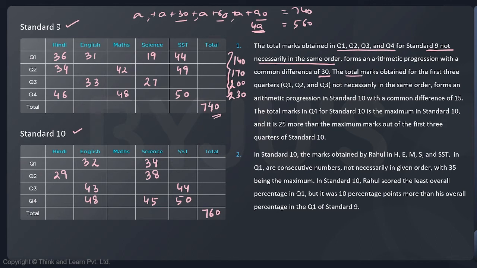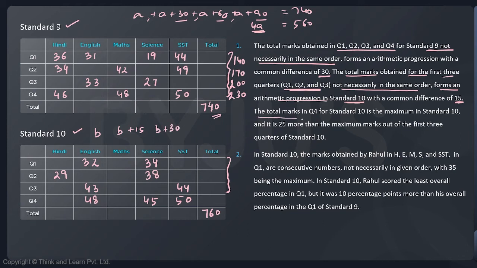Then it says the total marks obtained for the first 3 quarters, not necessarily in the same order once again, forms an AP series in standard 10 with a common difference of 15. So these top 3, he says they are at a common difference of 15. So let's say they are B, B plus 15 and B plus 30.